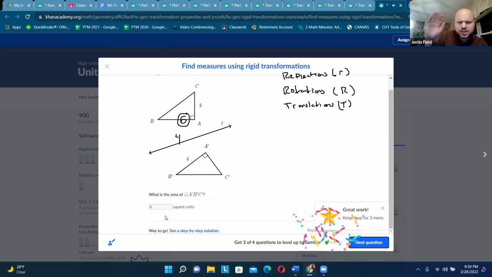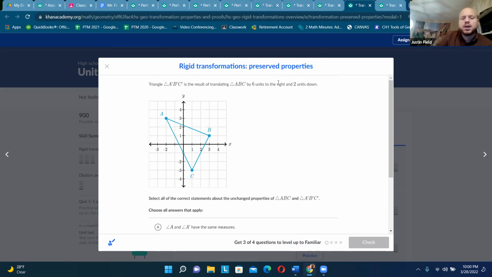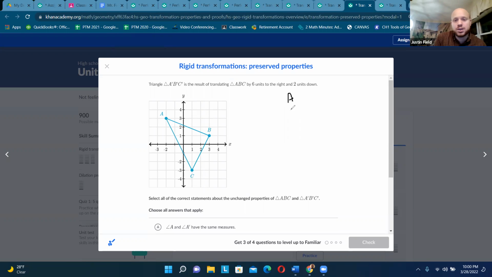A lot of people already have hundreds on those, but I just wanted to show you. Preserved properties. So please remember your preserved properties: angle measure, betweenness, collinearity, distance, A, B, C, D.